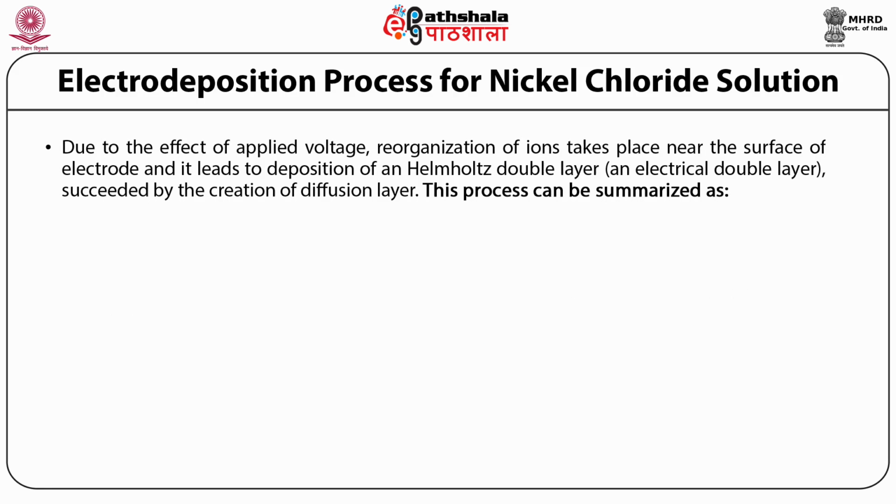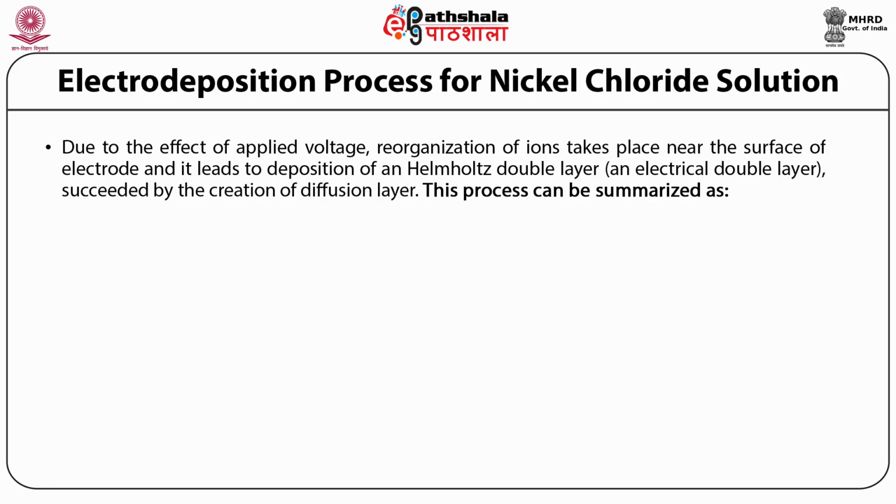Due to the effect of applied voltage, reorganization of ions takes place near the surface of the electrode and it leads to the formation of a Helmholtz double layer, which is an electrical double layer, succeeded by the creation of a diffusion layer as shown in figure 1b.